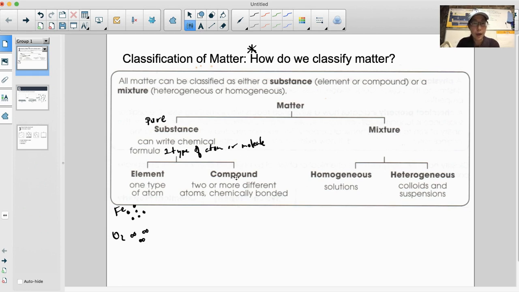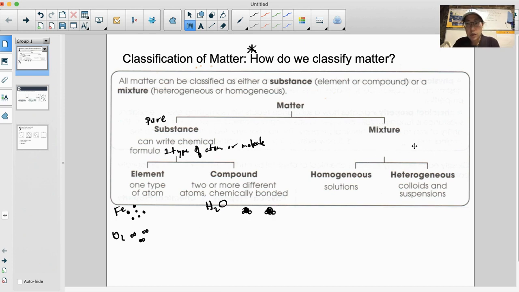Now, if we're a compound, we only contain one type of molecule, one type of bonded piece. So, for example, we could have H2O, our favorite compound. If we have oxygen here and some hydrogens, let me make a couple more water molecules. Every piece of water is the same. Each piece of water is an H2O molecule. These are two or more different atoms which are chemically bonded together.